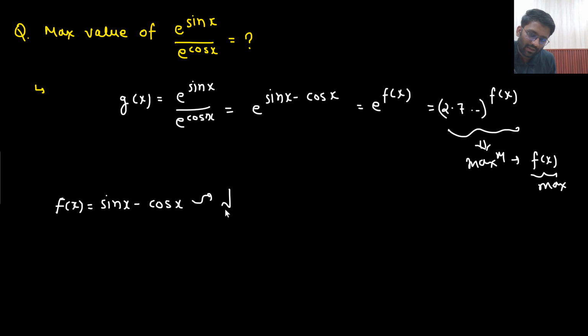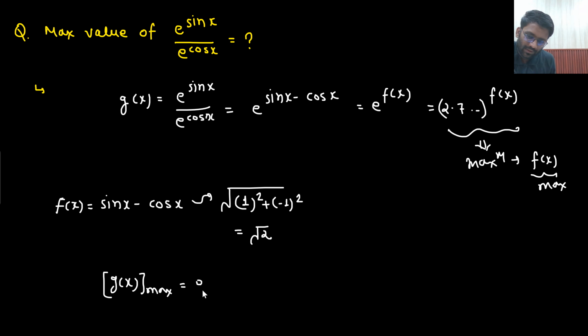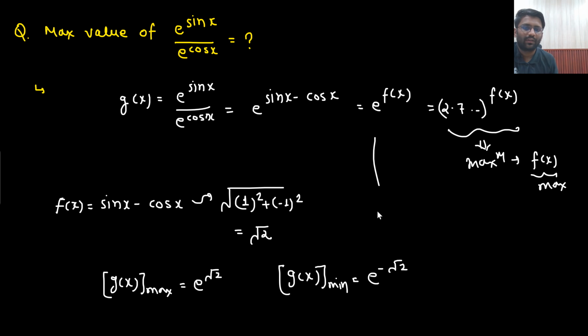The maximum value will be under root a square plus b square. So what will be the maximum value? Under root 2. So g(x) will have the maximum value of e to the power under root 2, and g(x) will have the minimum value of e to the power minus under root 2. At what angle they will be occurring? That you can find out on your own. This will occur at 135 degree, and this will occur at minus 45 degree.